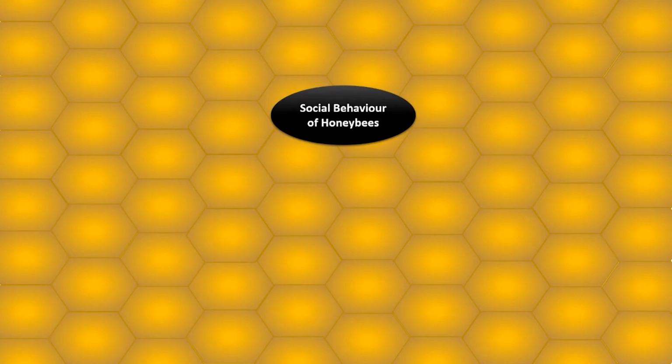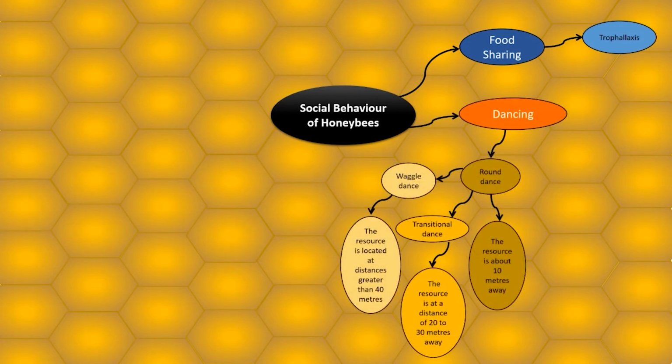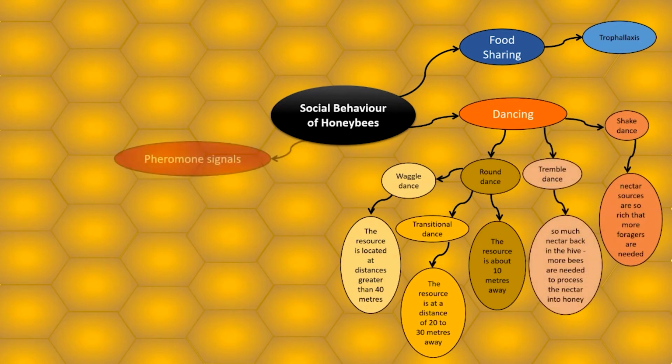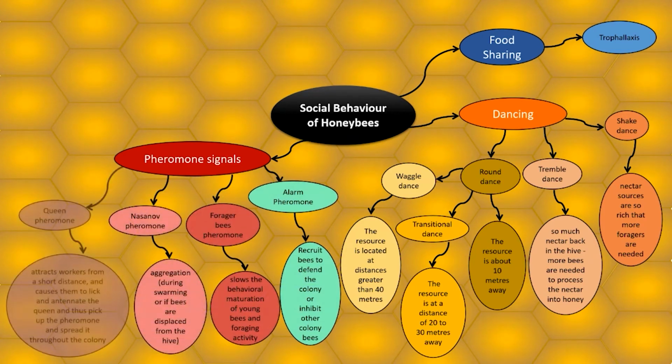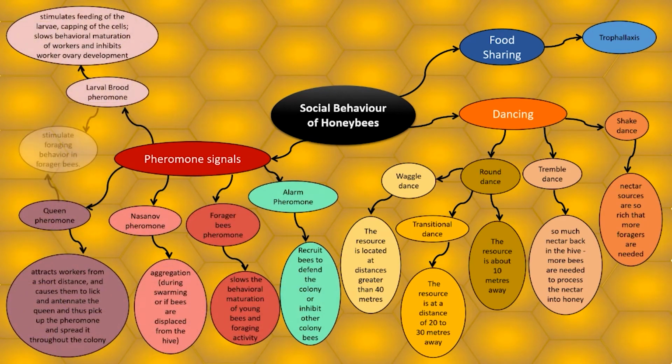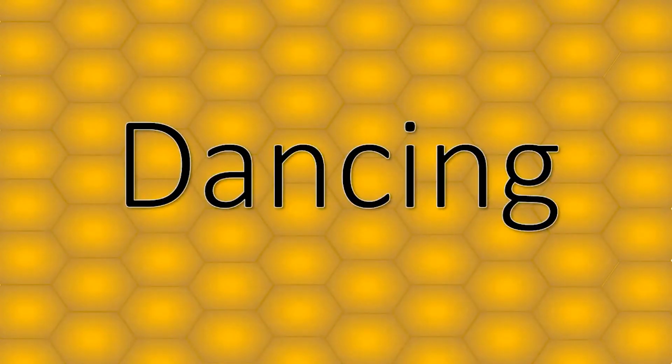There are several processes or types of social behavior. They are food sharing, which includes trophallaxis; dancing, which includes round dance, transitional dance, waggle dance, shake dance, and tremble dance; pheromone signals, which include alarm pheromone, Nasanov pheromone, forager bee pheromone, queen pheromone, and larval brood pheromone; and the last is vibration. Now let's see about dancing.